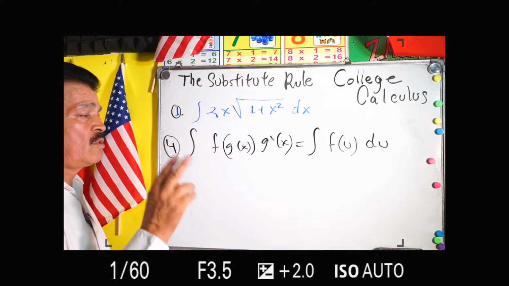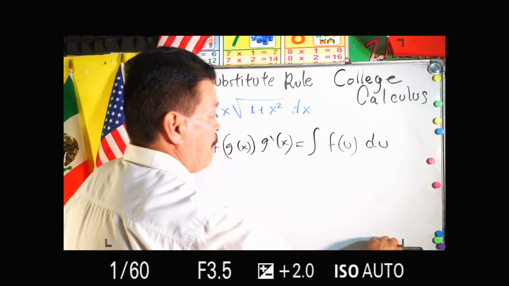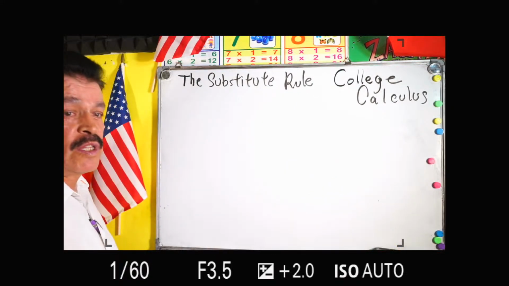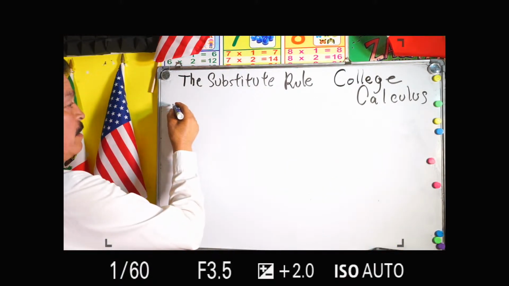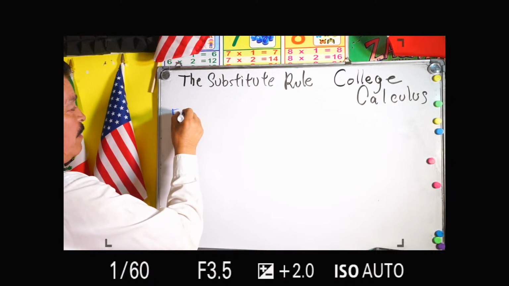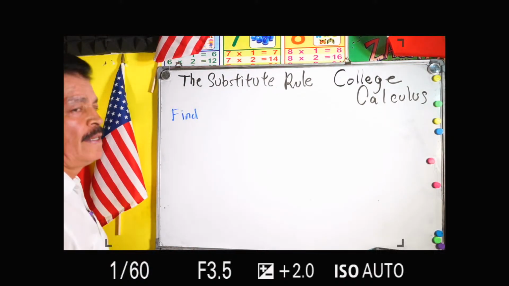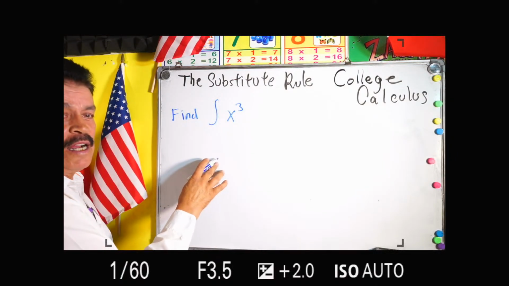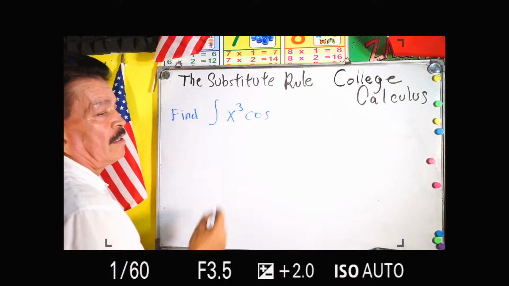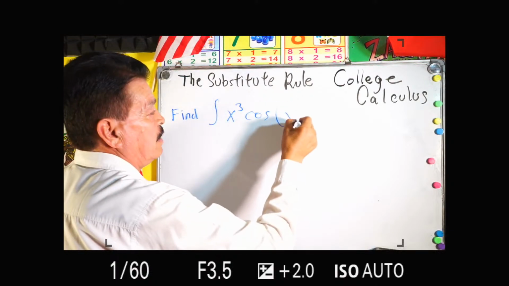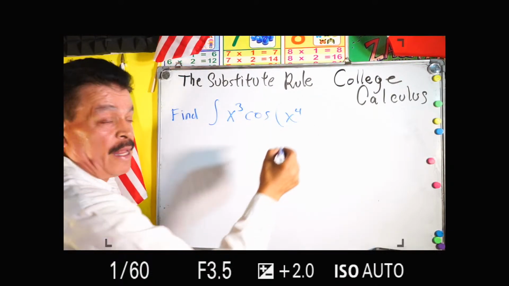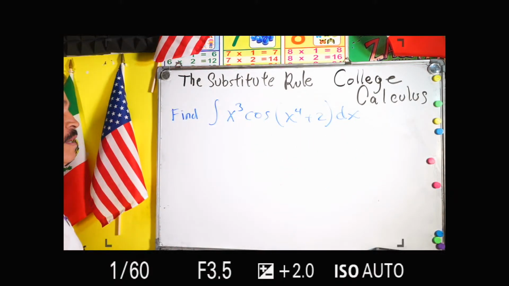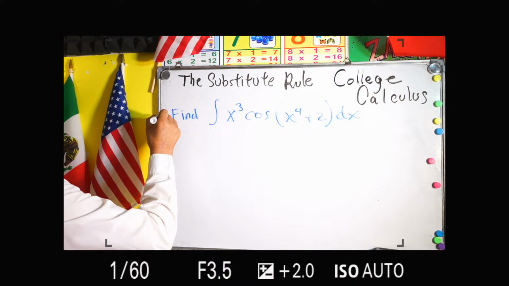I will solve two problems. Let's go to the examples. Our first problem: find the integral of x to the third power cosine of x to the 4th plus 2, differential of x. Okay, that's our first problem, problem number 1.